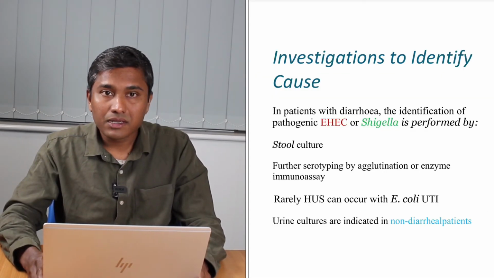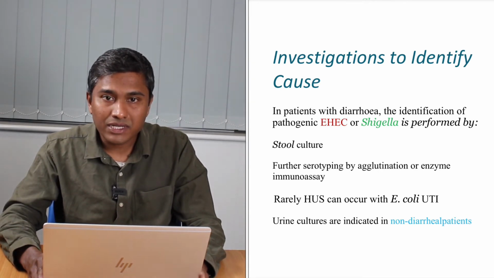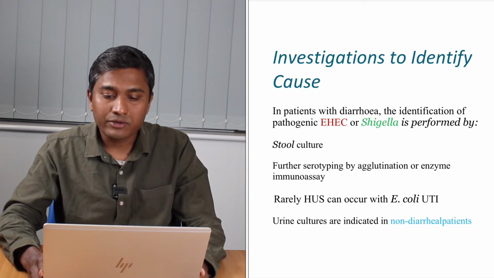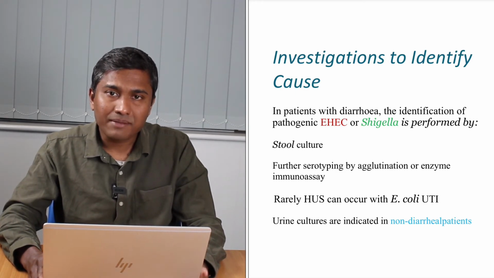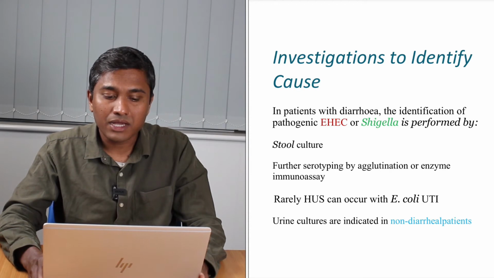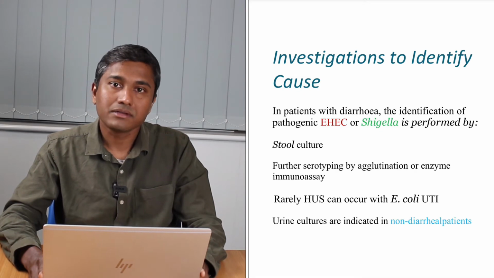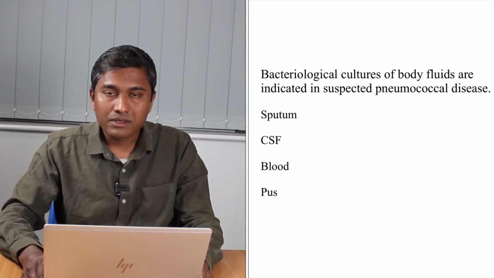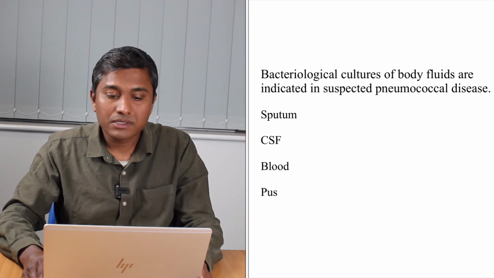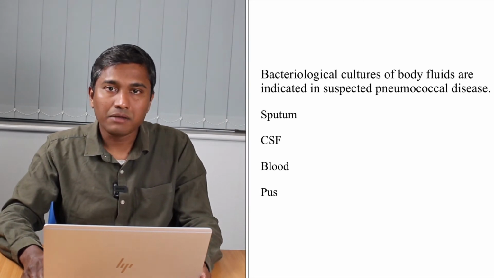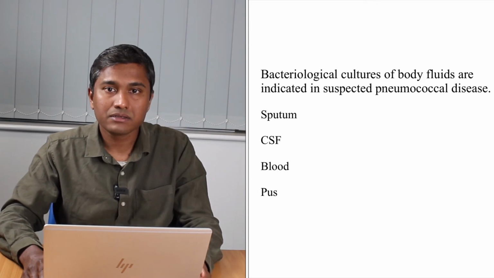Identifying the cause. In patients with diarrhea, the identification of pathogenic enterohemorrhagic E. coli or Shigella is performed by stool culture, further serotyping by agglutination or enzyme immunoassay. Rarely, HUS can be caused by E. coli causing UTI. In non-diarrheal cases, urine culture is indicated. In pneumococcal related HUS, sputum, CSF, blood, and pus cultures need to be done. Diagnosis.